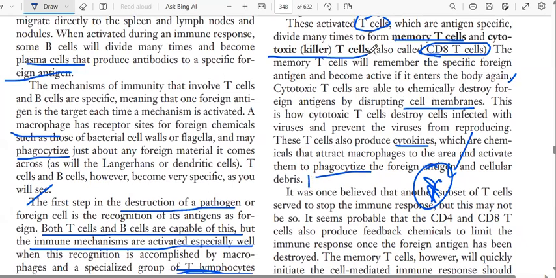So again, the cytotoxic T cells, namely CD8 T cells, will activate and release one chemical, that is cytokines. What will cytokines do? Cytokines activate more macrophages to come to that area and eat that virus, phagocytose. Okay, phagocytosis means the macrophage eating.